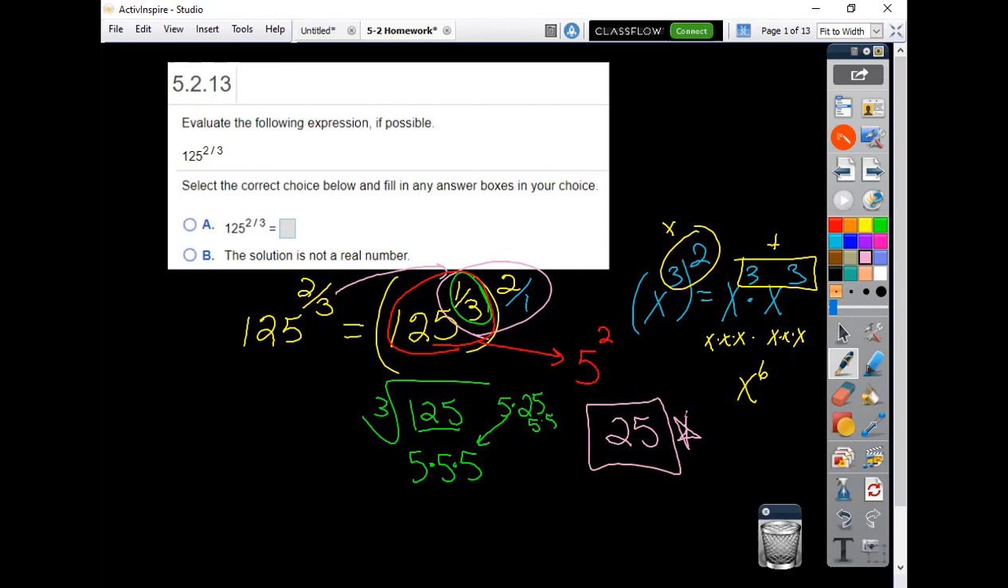Rational exponents show up quite a bit on ACT, SAT types of exams, so you will need to know how to do those.